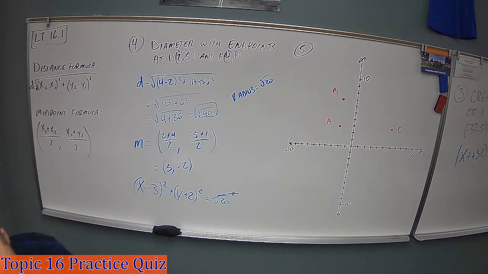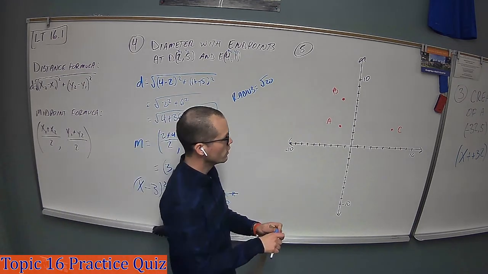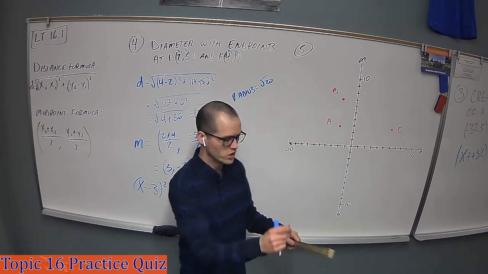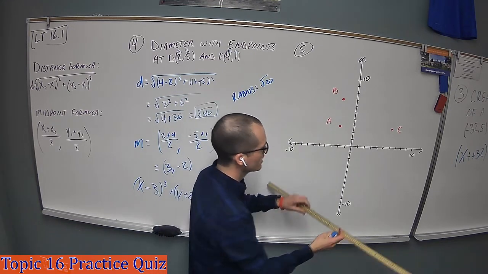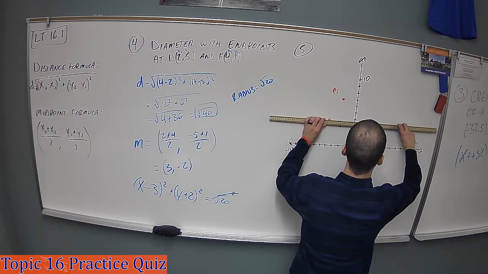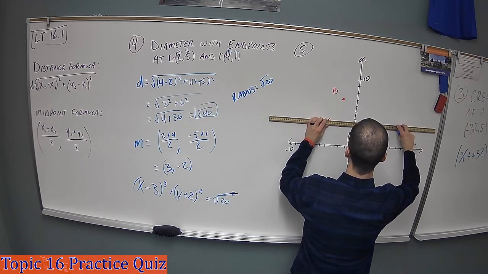So on your quiz, you're going to be doing this yourself with your ruler or your straight edge. It can be a piece of paper. It can be the side of your calculator. It super doesn't matter. I happen to have a yardstick. So I'm going to connect these points A, C. Again, they lie on the circle itself.